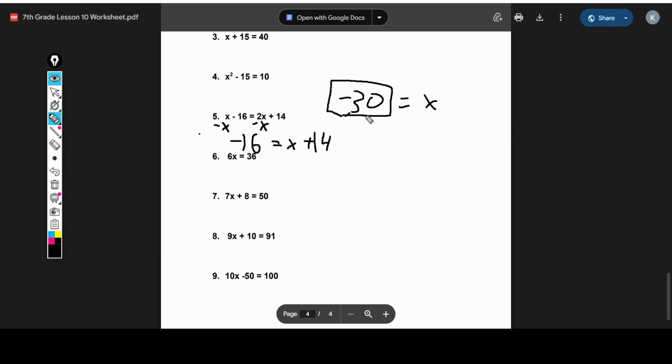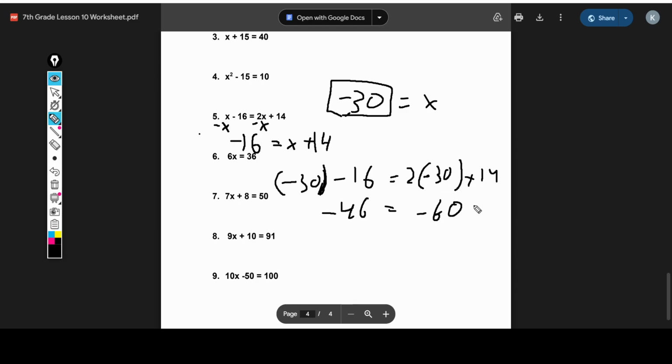If you want, you can try plugging it in to check. So all of these, you can check by plugging them in. So if we do negative 30, and we plug that in to x, we'll get negative 30 minus 16. And now when you plug things in, it's nice to put parentheses so you don't accidentally miss a step. Equals 2 times negative 30 plus 14. So negative 30 minus 16, that's negative 46. 2 times negative 30 is negative 60, plus 14. And then this right side turns out to just be negative 46. So negative 46 equals negative 46, which is correct, which means that our answer, negative 30, turns out to be true.